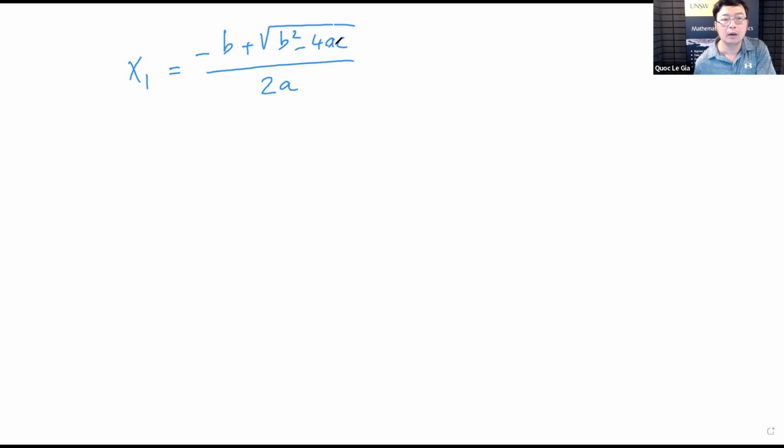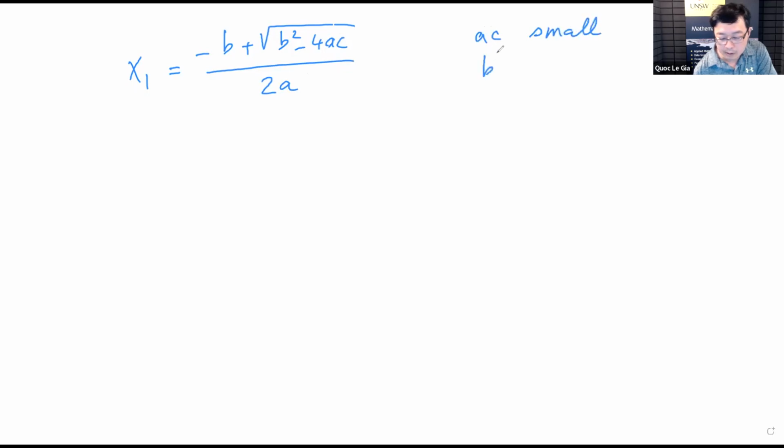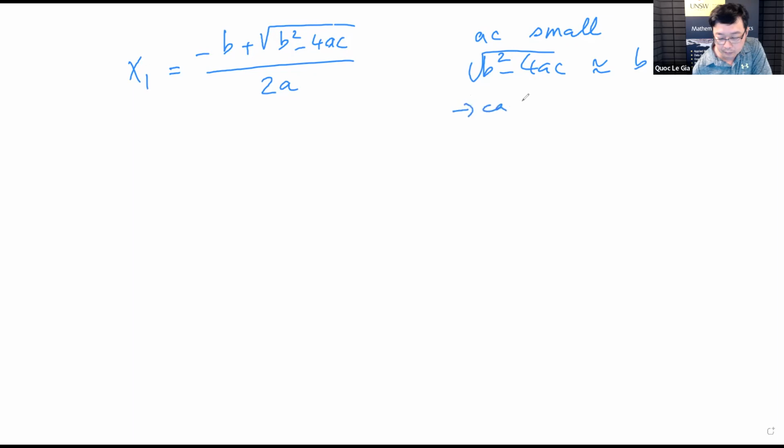If you look back at the question, in this case, a and c are very small. So when a and c are small, then the square root of b squared minus 4ac is very close to b, right? Well, in this case, b is positive. Then you can have catastrophic cancellation.